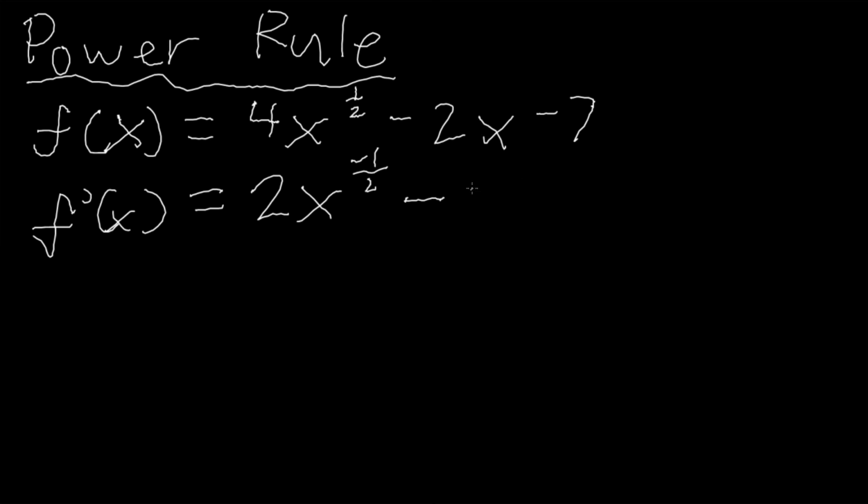Minus, so the derivative of 2x, if we use the power rule, x to the power of 1, so 1 minus 1, x to the power of 0, times 2, it's just 2. And this is a constant, so the derivative of that is 0. So we have the answer here. You could simplify this more if you want, but it's really your choice.